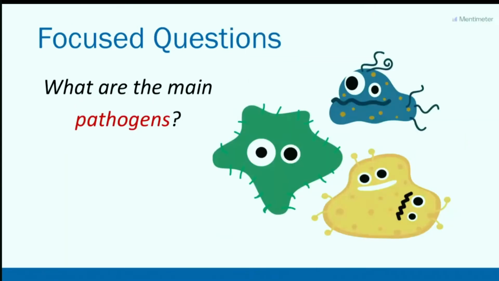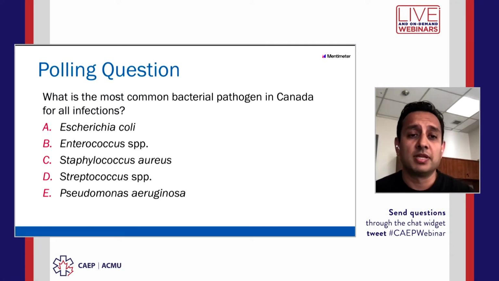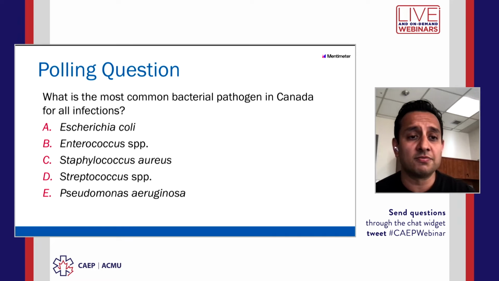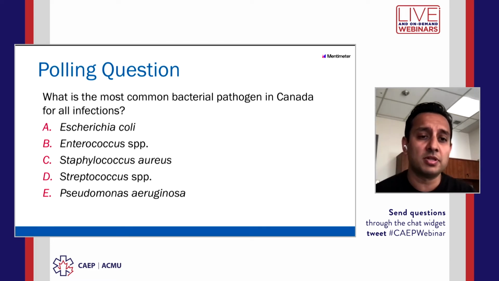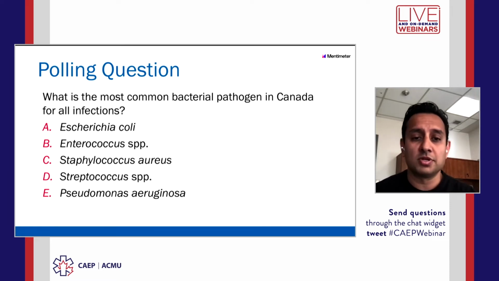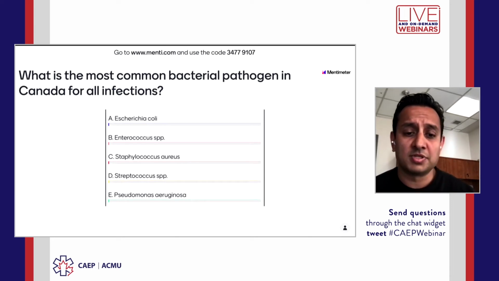So this brings us to our first clinical question, which is to consider when we see this patient, what are the main pathogens to consider? And so we have our first polling question for this webinar. We'd like the attendees to consider this question. What would be the most common bacterial pathogen in Canada for all infections: E. coli, Enterococcus, Staph aureus, Streptococcus, or Pseudomonas? And for you to also consider specifically for skin and soft tissue infections and wounds, what would be the most common bacterial pathogen to consider? So we'll give you about 20 seconds to answer that, and then we'll turn it over to Dr. Zanel to give us some insight.